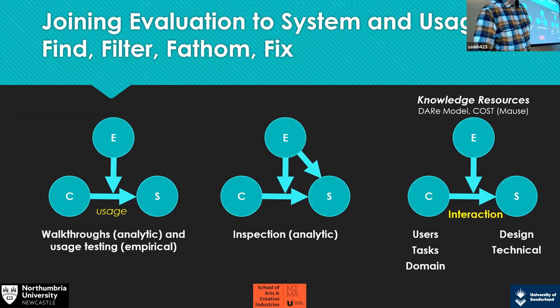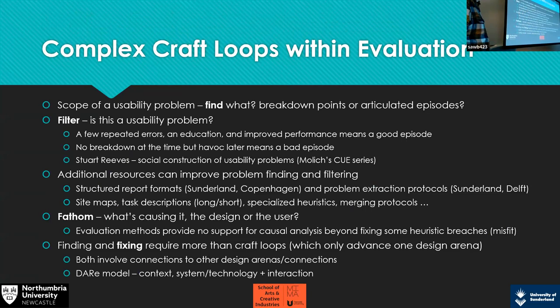So this is a big slide. I won't go through all of it. But basically, evaluation is about finding, filtering, fathoming, understanding what's happening, and finding and fixing. So some of the things Darren looked at was, is a usability problem just a point? Is it just a breakdown point? Because Darren's approach picked up things like someone makes the same error a few times, and then learns something about the system and the process and never makes that error again. We wouldn't regard that as a usability problem.